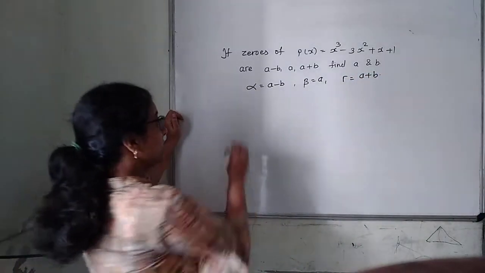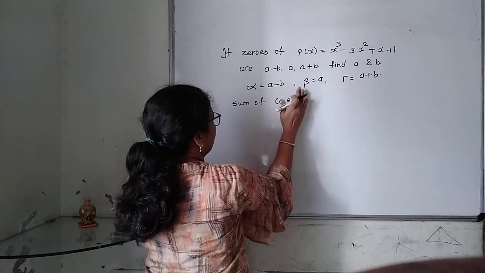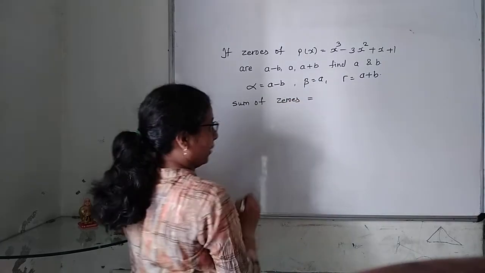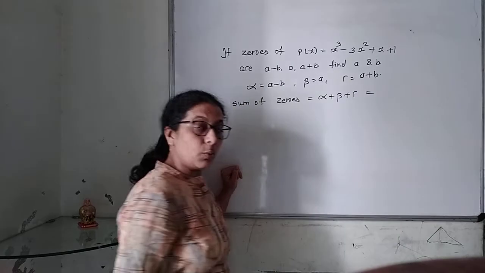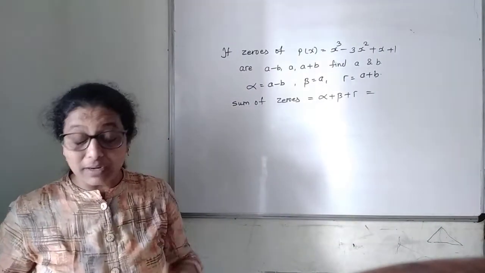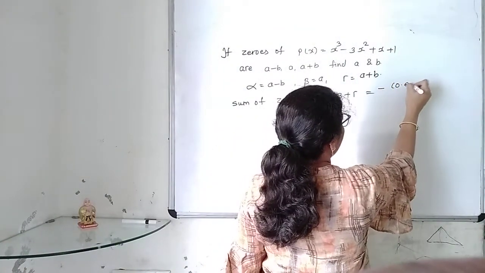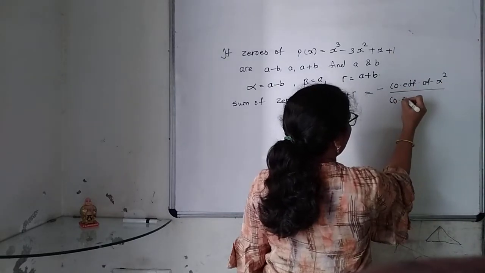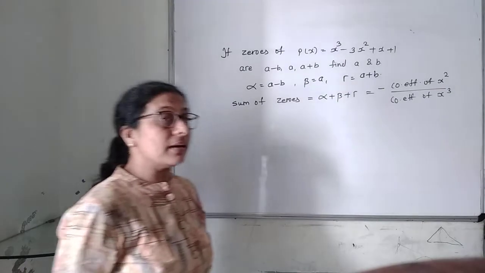Now you know that the sum of the zeros, alpha plus beta plus gamma, is equal to what? Sum of the zeros is equal to what? Keep in mind what the formula is. That is minus coefficient of x square upon coefficient of x cube. That is our formula that we know.